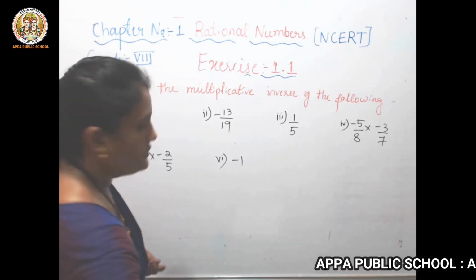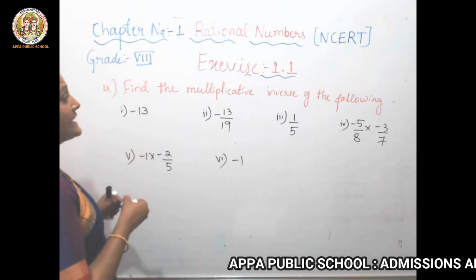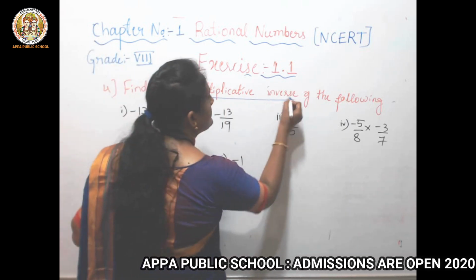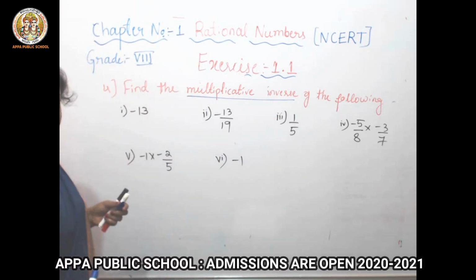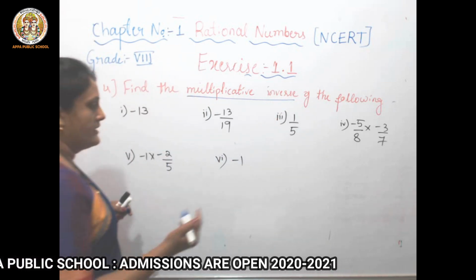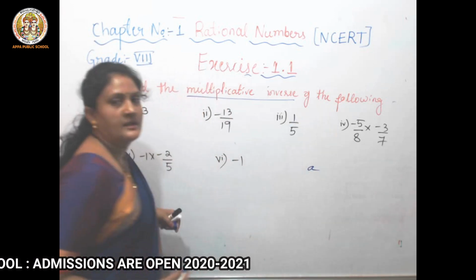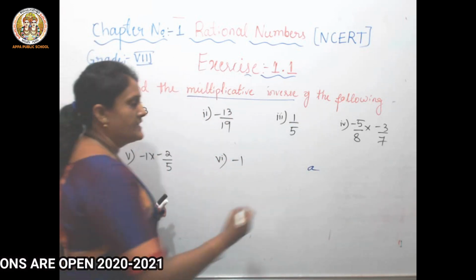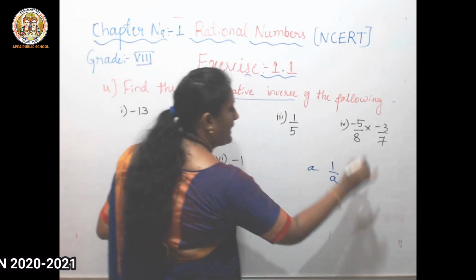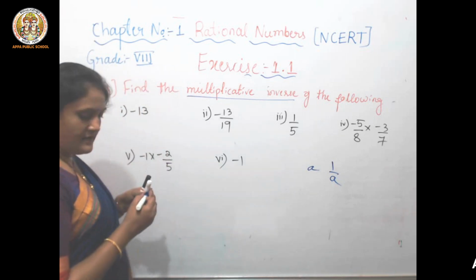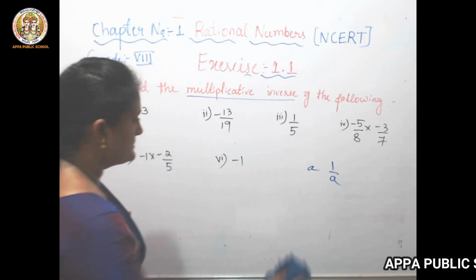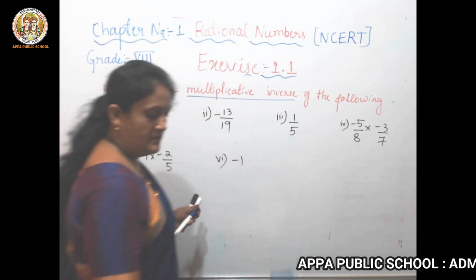So now look at the question. Multiplicative inverse. Isn't it? Multiplicative inverse means the reciprocal of that number. See, if A is there, what is the multiplicative inverse of A? That is 1 by A. Isn't it? So in a similar way, can we solve these problems? Can we write the solution of this?